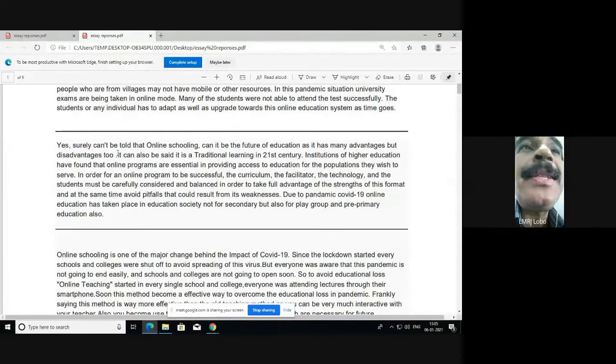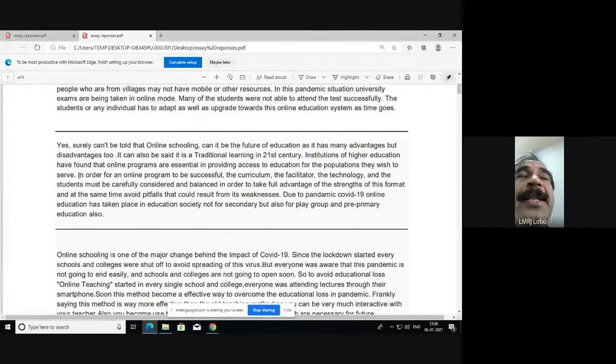Okay, he tried to use some impressive statements, but has used wrong vocabulary here. "It can also be said that it is a traditional learning." See, again, there is no continuation. It can also be said that it is a form of traditional learning of the 21st century would be the correct form. "Institutions of higher education have found that online programs are basically essential in providing access to education for the population they wish to serve." See, your sentence is too long.